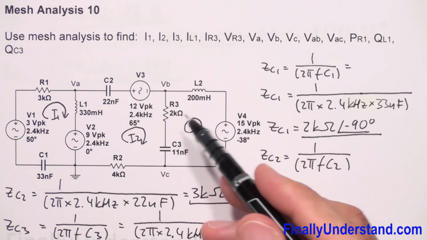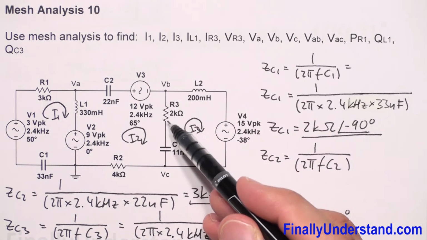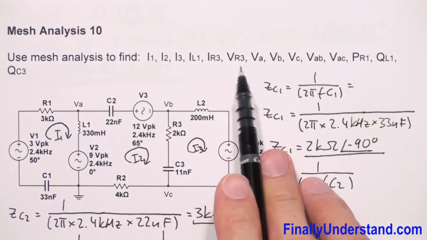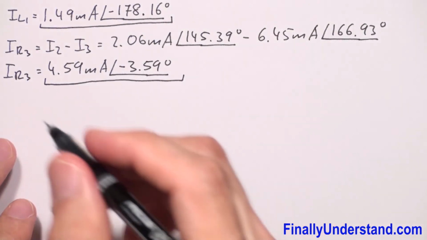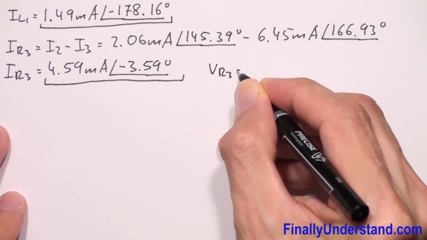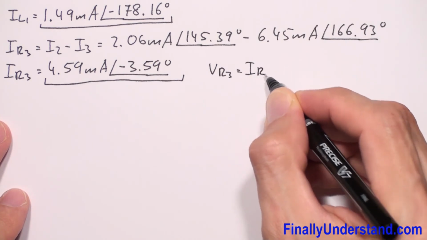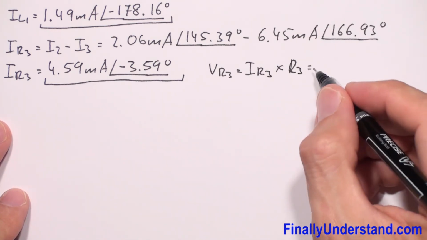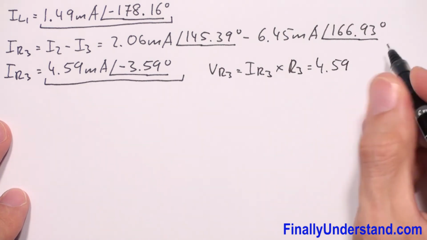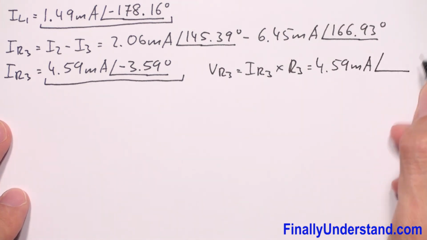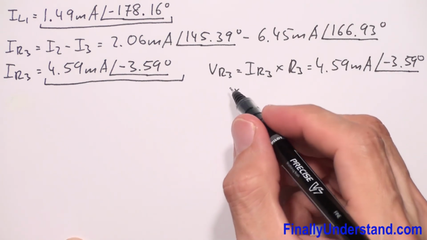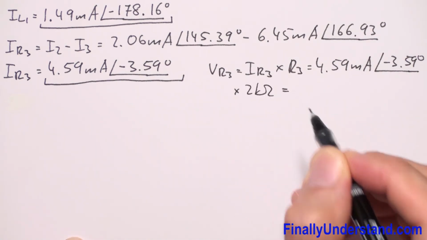Next, I'm supposed to find the voltage across resistor R3. If I found the current which goes through this resistor, I'm going to use Ohm's law to find the voltage across this resistor. So VR3 is equal to IR3 times R3. This is equal to 4.59 milliamps and angle of negative 3.59 degrees times resistor R3, which is 2 kilohms.